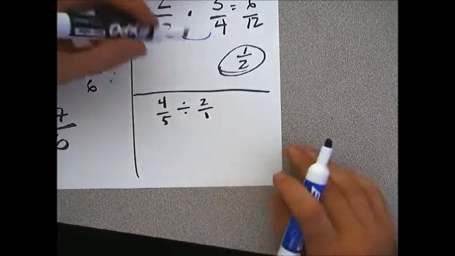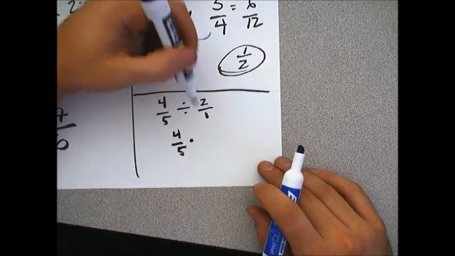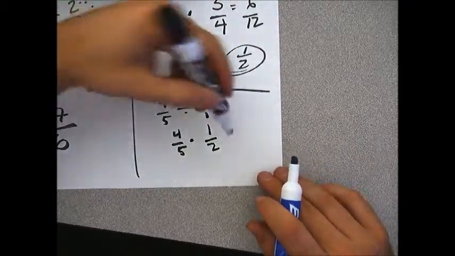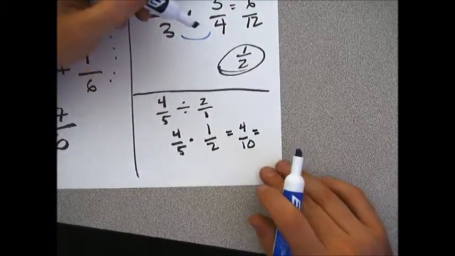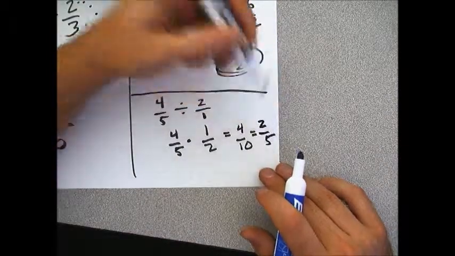If I am dividing, let's say I have 4/5 divided by 2/1. When you divide, you turn it into a multiplication problem, except you flip the second one. So this is 1/2, and now I treat it as a multiplication problem. So this is 4/10, and 4/10 can be simplified if you divide the top and bottom by 2 into 2/5.